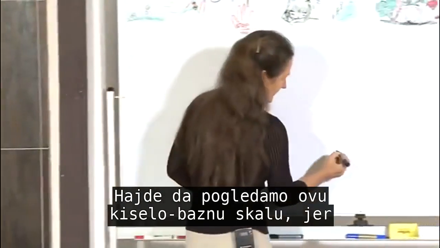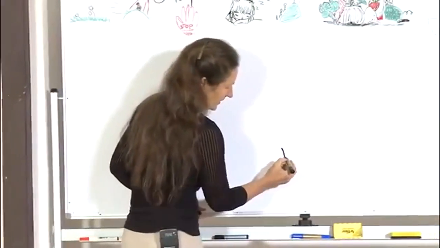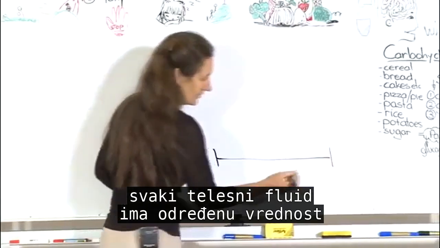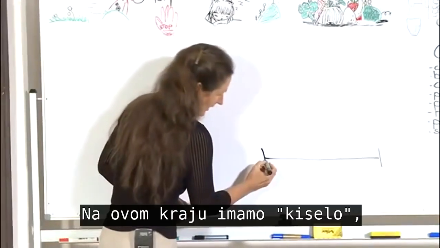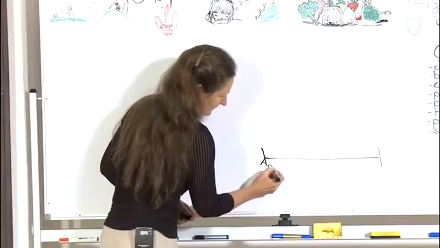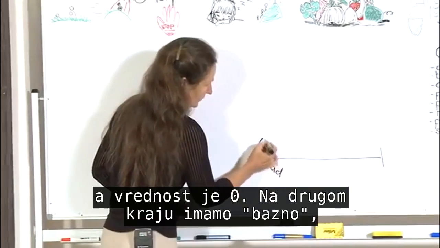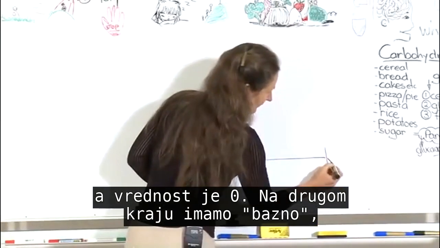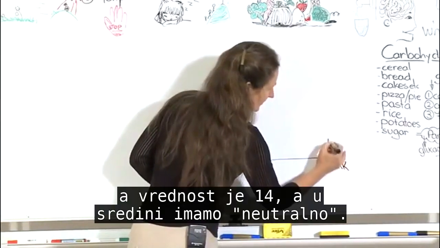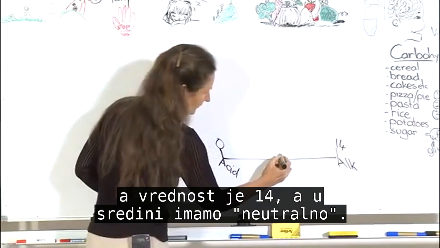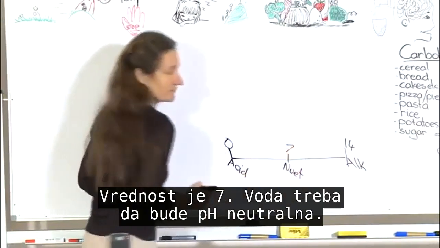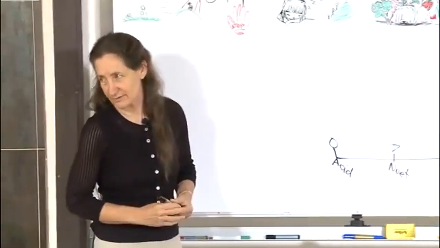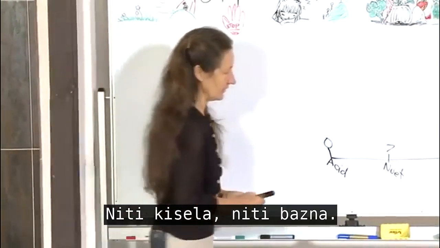So let's have a look at this acid-alkaline scale, because every body fluid has a reading on the pH scale. Up this end is the acid, and the reading is 0. And up the other end we've got alkaline, and the reading is 14. And in the middle we've got neutral. Neutral has a reading of 7. Most water should be neutral, neither acid nor alkaline.